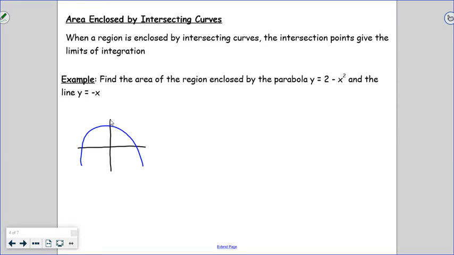And I've got a function that is the line y equals negative x. That's in our y equals mx plus b. So it's going to go through at my origin, slope of negative 1. Okay. And we are supposed to find the region enclosed by that, which would be all of this area here that is between those two curves.